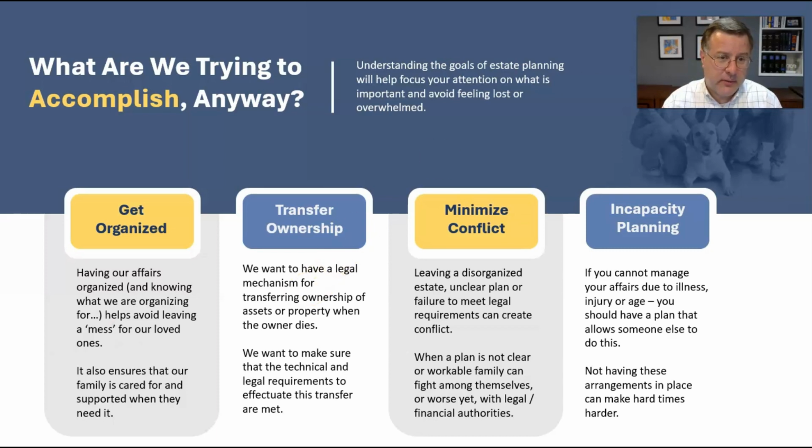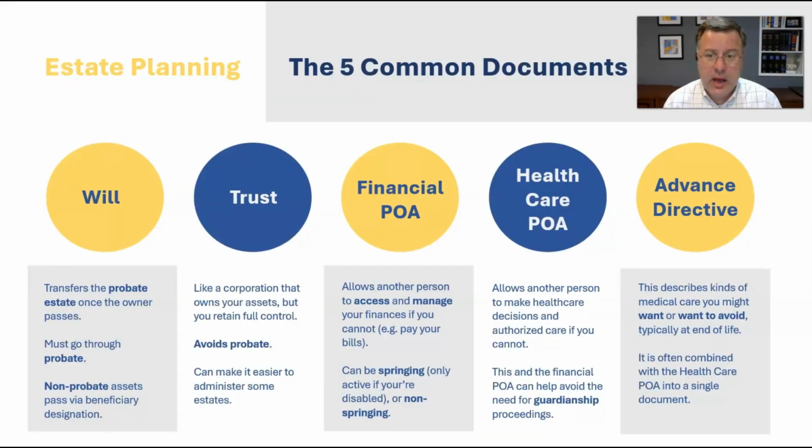So let's talk about the 5 common documents that we use when we're putting together an estate plan. Like I said earlier, there's a ton of different types, especially trusts. There's a million different types of trusts out there. But for most normal, regular, run-of-the-mill people, you're probably going to end up looking at something like these 5 documents, right? These are sort of the bread and butter of the documents that we as estate planners use.